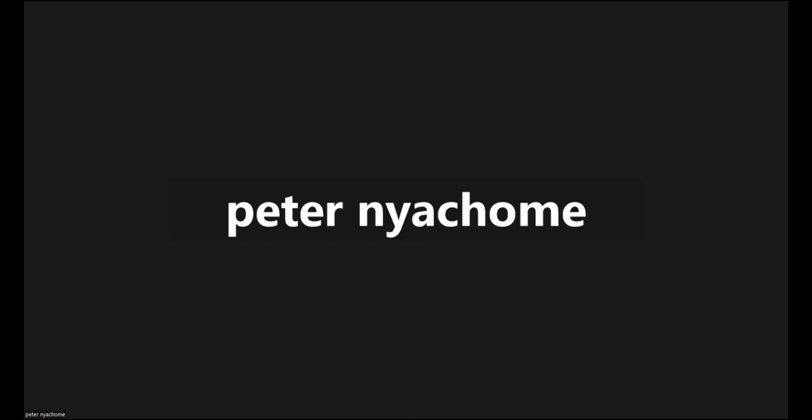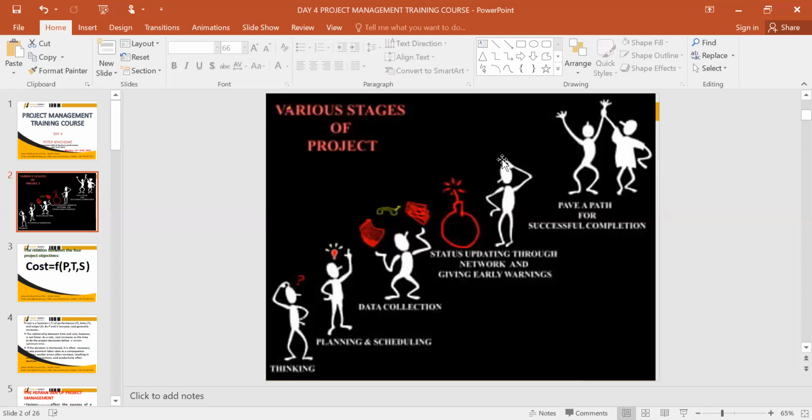So let me just begin a review of our day 4 session. Okay, I start with this diagram, trying just to explain the various stages of projects. A review of what we have exactly done before. Often most of the projects, especially if they're social projects, we begin from what we call a thinking stage.